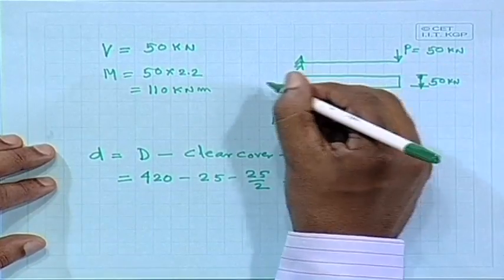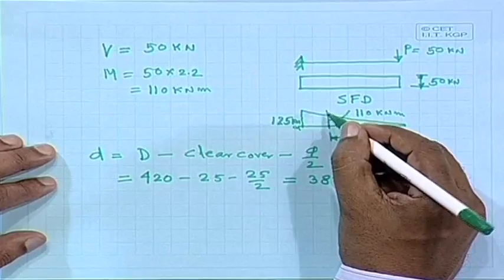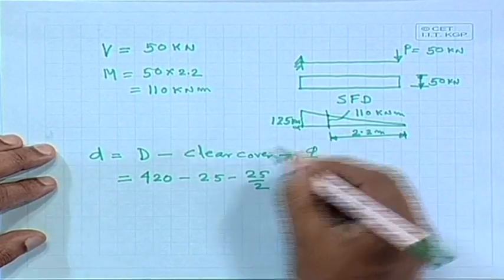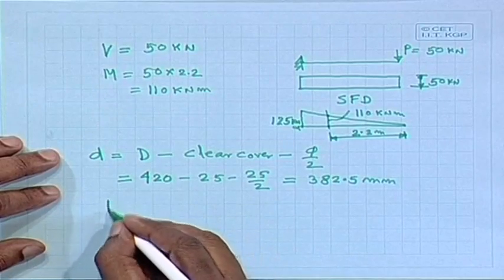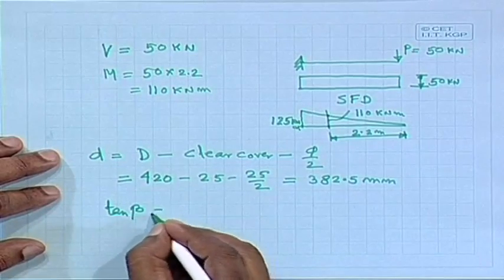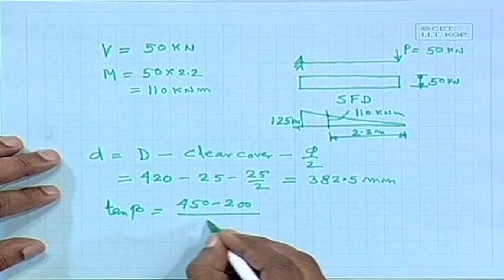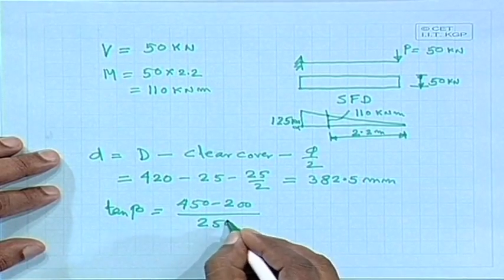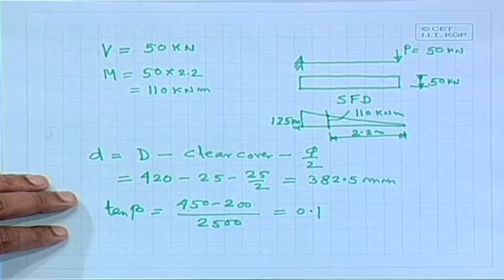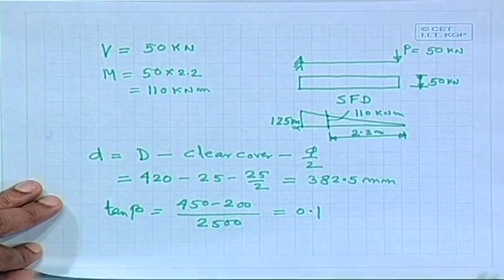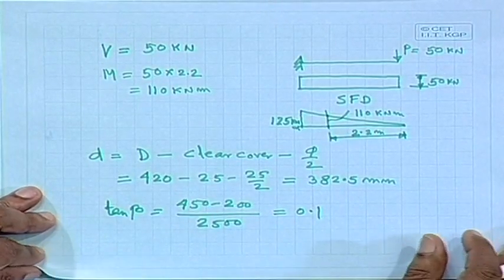we can get 200 on one side and on the other side we are getting 450. So, we have to find out that overall depth D, which is coming as 420 at that particular section. What about tan beta? 450 minus 200 by 2500 equals 0.1. So, we know tan beta equals 450 minus 200 by 250, equal to 0.1.